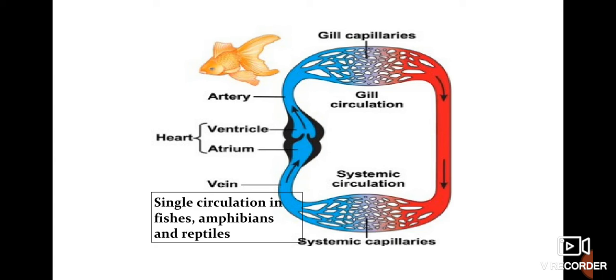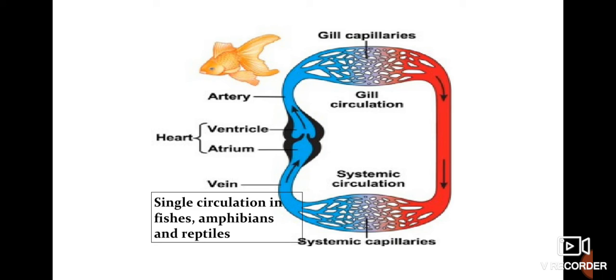Now, in the case of fishes, a vast difference is seen from human beings. We know that fishes live in water and respire through gills. Their heart has only two chambers, that is, one atrium and one ventricle. So automatically, they show single circulation.